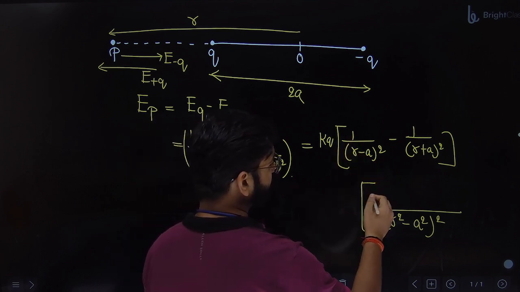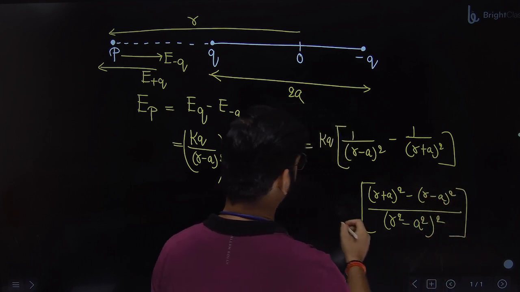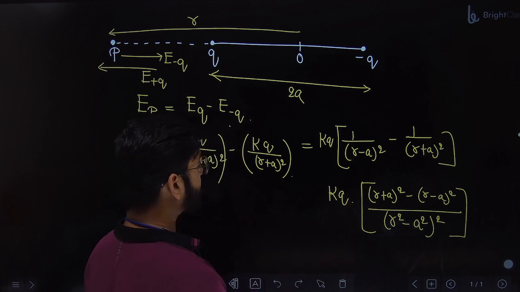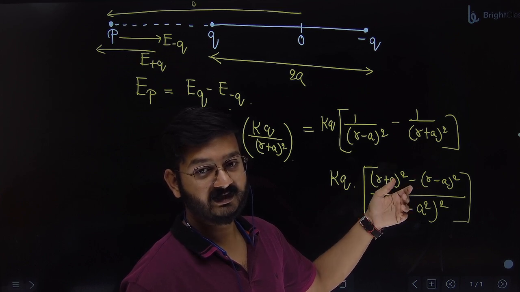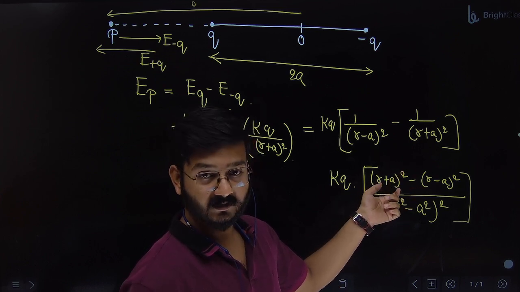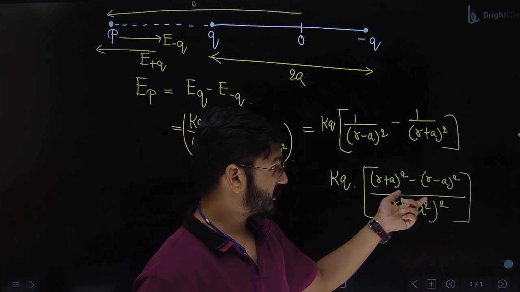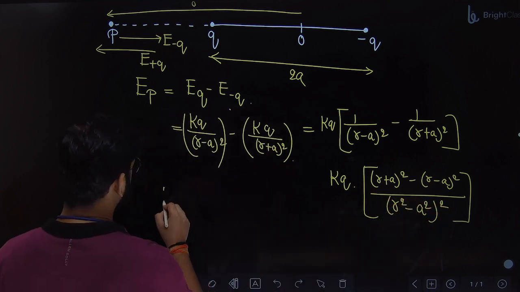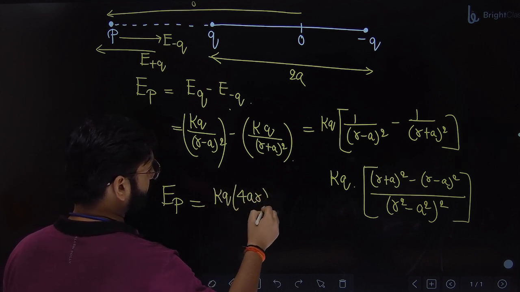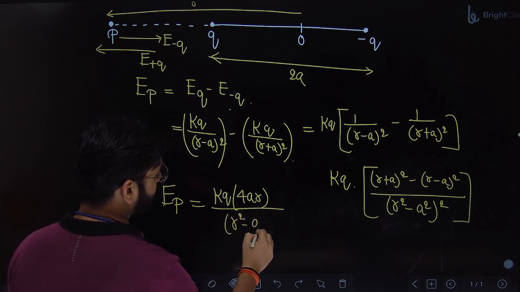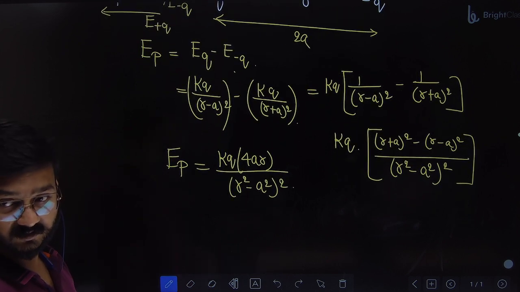So when you take LCM, in the numerator we will have (r plus a) whole square minus (r minus a) whole square. If anyone has a problem in calculation, let me know, I'll explain that also. So when you subtract, what will be the answer? r square plus a square will get cancelled. 2ar minus of minus 2ar, it will be 4ar. Is it clear? So the electric field at point P will be KQ into 4ar divided by (r square minus a square) whole square. All clear? Any problem in the calculation?